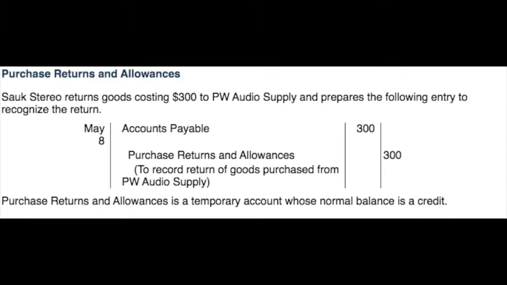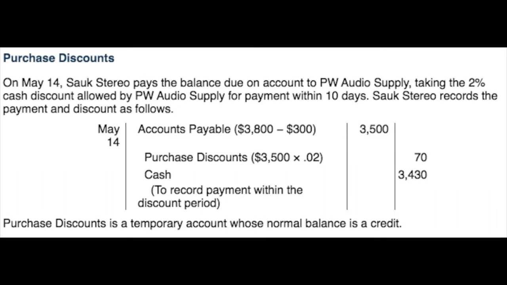If someone were to return some merchandise, this is what it would look like if we had to set up a return entry. So let's say Sauk Stereo returns goods costing $300 to PW Audio Supply, and we have to prepare the following entry to recognize the return. So this is exactly what it would look like, and purchase returns and allowances is a temporary account whose normal balance is a credit.